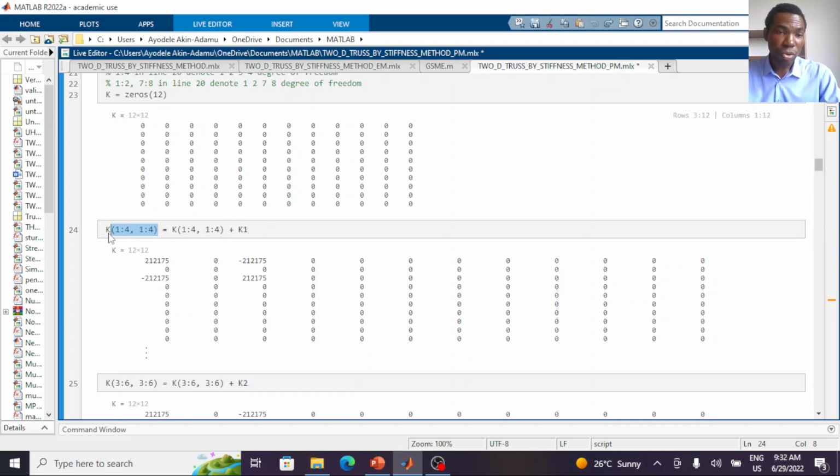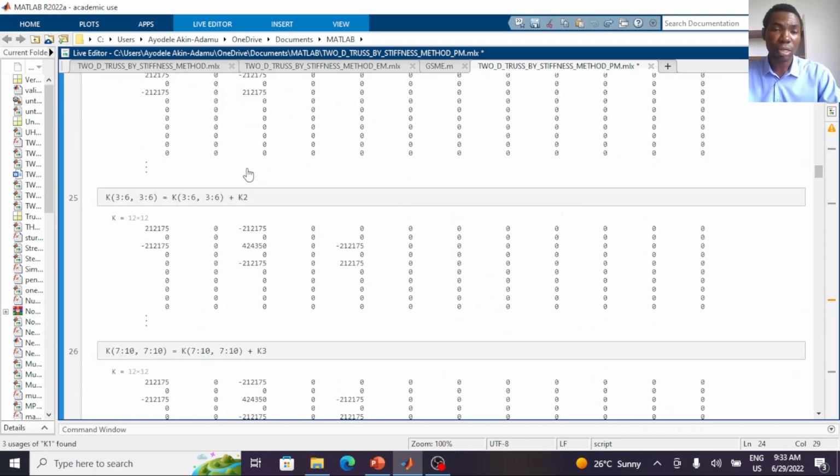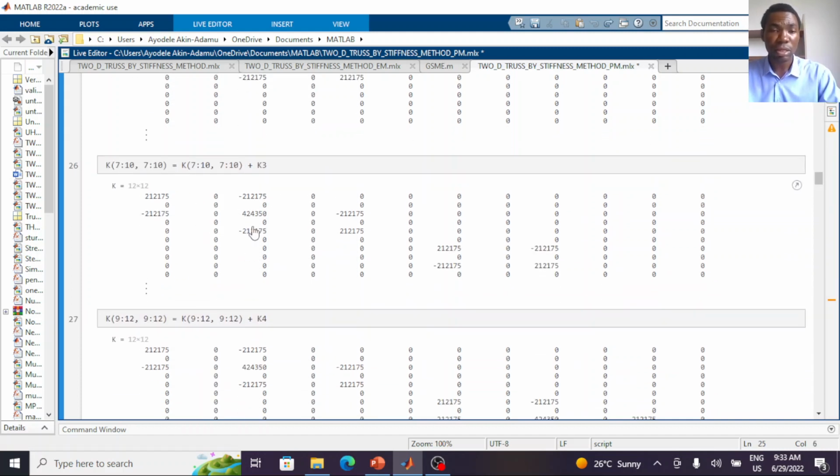So you write this code there, you repeat the same thing here, and you add K1 to it. So that's how you add K1 to the zero base matrix. You do the same thing for K2. K2 is located between 3 to 6, 3, 4, 5, 6. So you add K2 to the zero matrix.